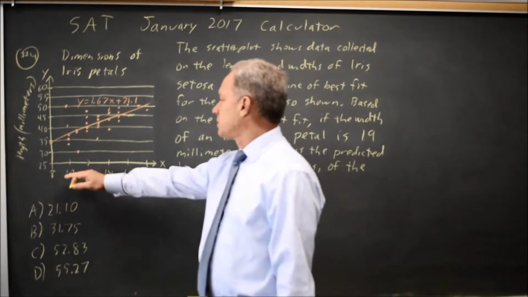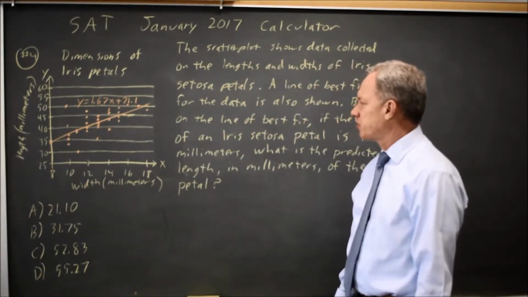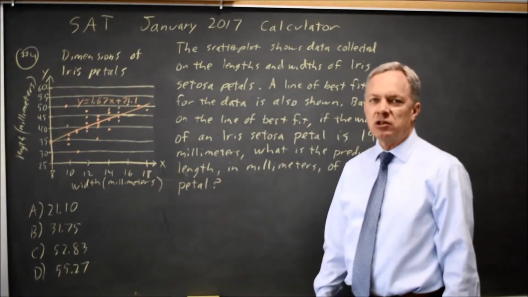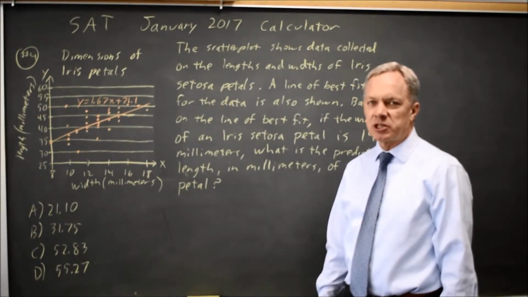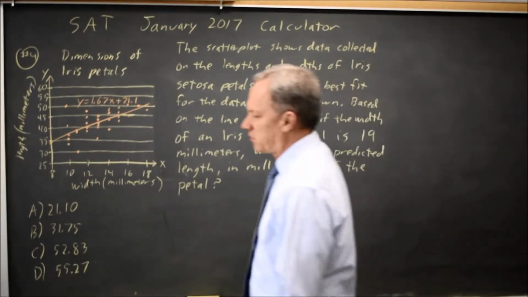Notice that width is the x-axis. College Board could actually give you the y value and ask for the x from that. They do like to mix things up on the questions to make sure you're reading carefully, but in this case they are giving you x and asking for y.